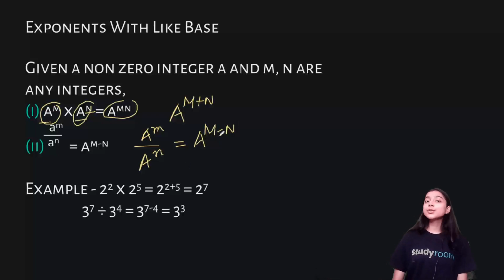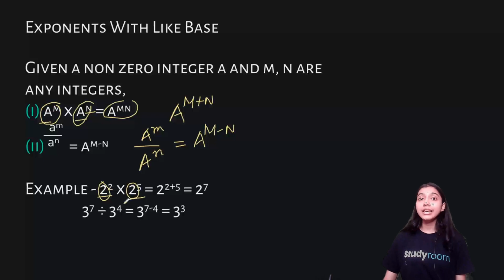So we learned two laws of exponent, that is, when exponents are having like bases and they are multiplied with each other, their powers will be added. Similarly, when we have exponents with like bases and they are divided by each other, then their powers will be subtracted. So over here we have an example, that is 2 square multiplied with 2 to the power of 5. We can observe that the bases are same. In both the cases, the base is 2. So when bases are same and they are multiplied, powers will be added. So we'll have 2 to the power of 2 plus 5, that gives us 2 to the power of 7.